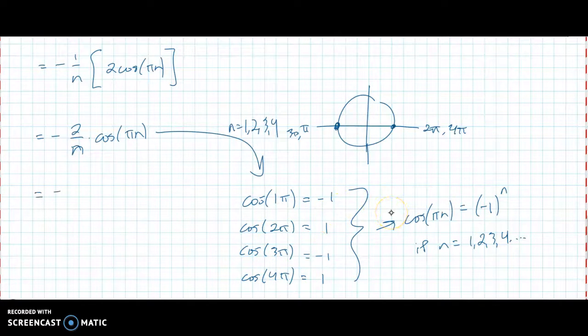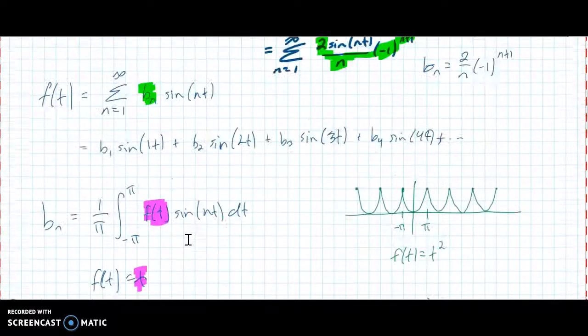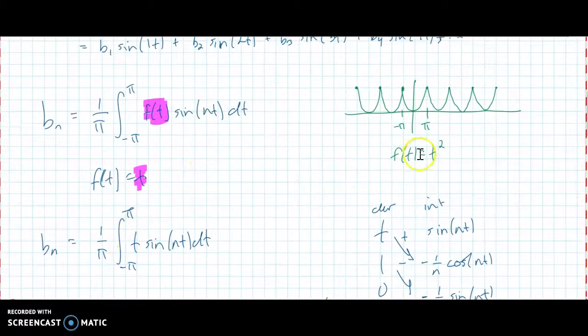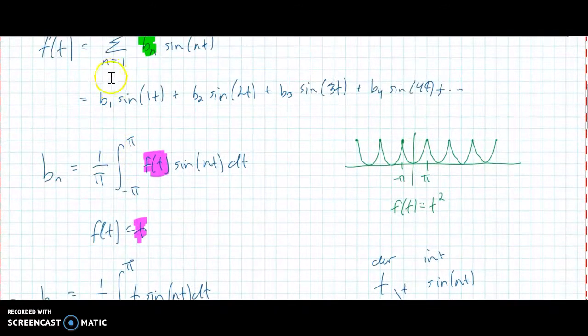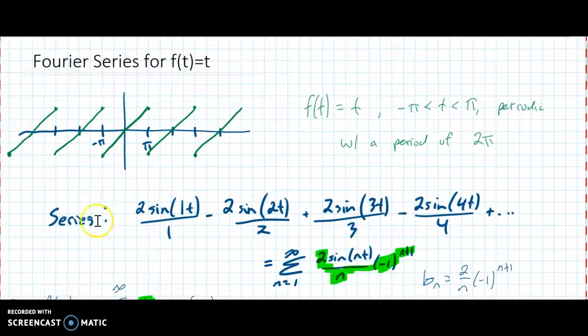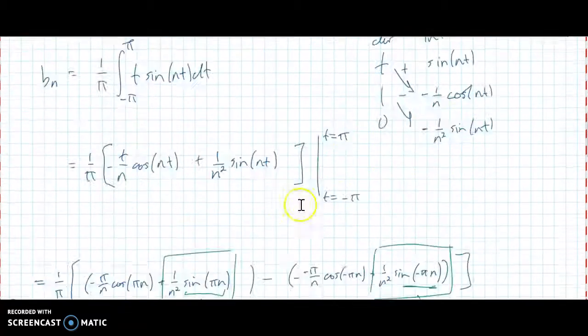So what do I get? I get negative 2 over n times negative 1 to the n. And then my last step is to get this guy right here, and this is a negative. If I were to move it in here, I would have one more negative. So it's the same as writing 2 over n times negative 1 to the n plus 1. So that's how we get to the bn equals this, which then gives me this series right here.